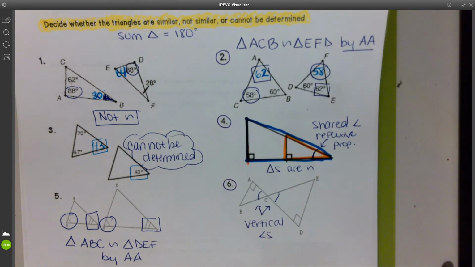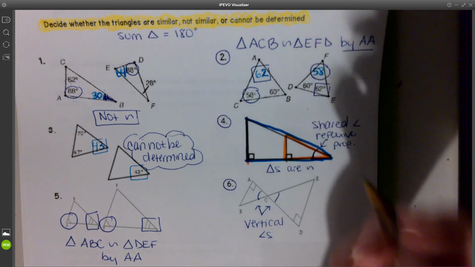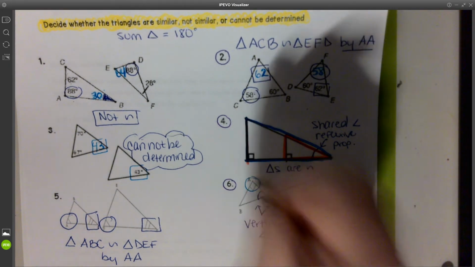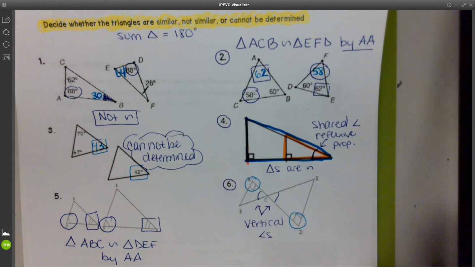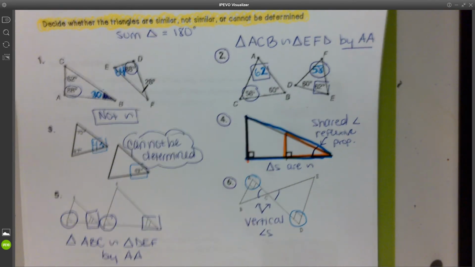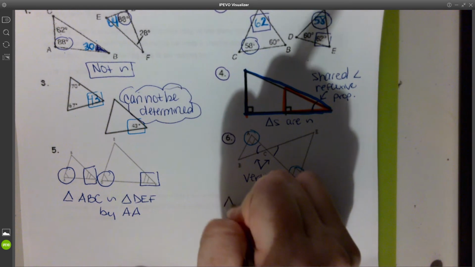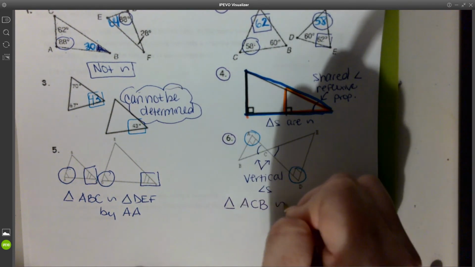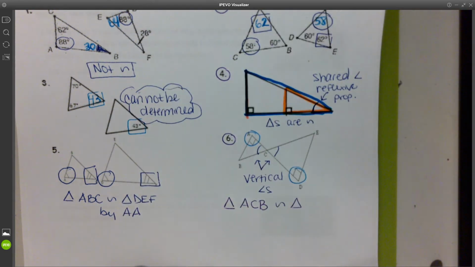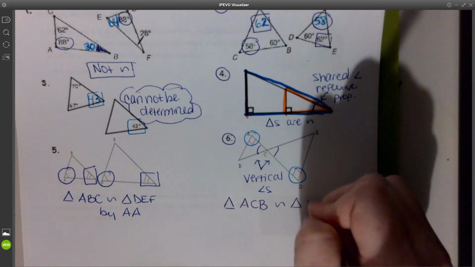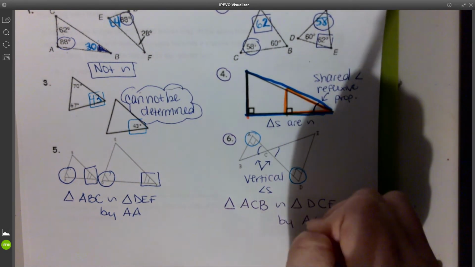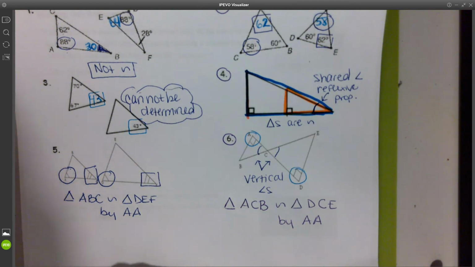So do we have 2 pairs of congruent angles? So we already know our vertical angles are congruent, and then we both have right angles in each of those. So I can say the 2 triangles are similar. And we're going to create our next similarity statement. So triangle ACB is similar to, complete that similarity statement, triangle DCE by AA, by angle.